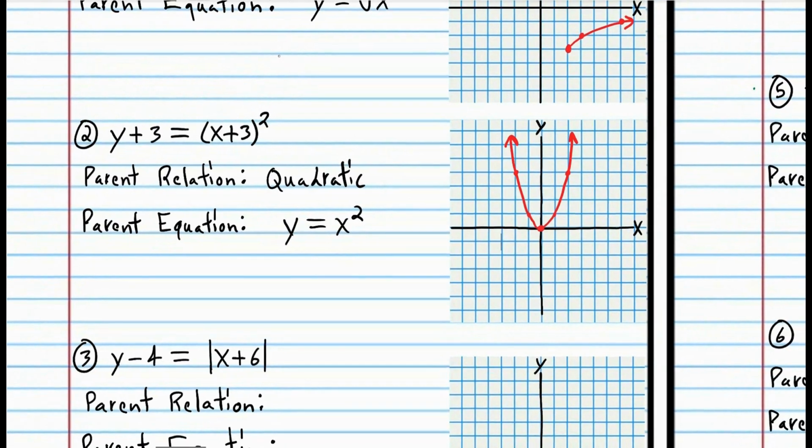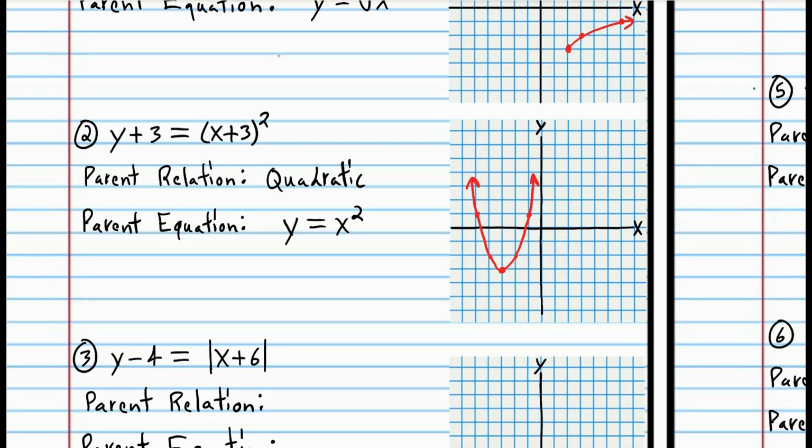Now, we're adding 3 to x. So that means we move the entire graph 3 units to the left. Again, it's not 3 units to the right. It's 3 units to the left. Then we're adding 3 to y, so we move 3 units down. Not 3 units up, 3 units down. And there you go. That's how it works.